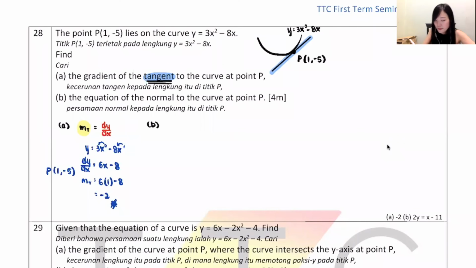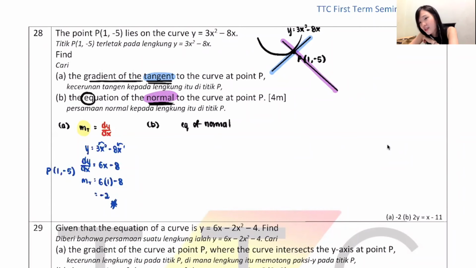Now, in A, people want to find gradient of tangent, so you're just finding the gradient out. But B, different, no? In B, they say find the equation for normal. Okay, what is normal? All of you guys know. Normal will be perpendicular to tangent. Just now I already taught you guys on the static. They want the equation for normal at the point P. I tell you the son and the father is always 90 degrees. So for 90 degrees, the formula you must remember is M1 M2 equals to -1.